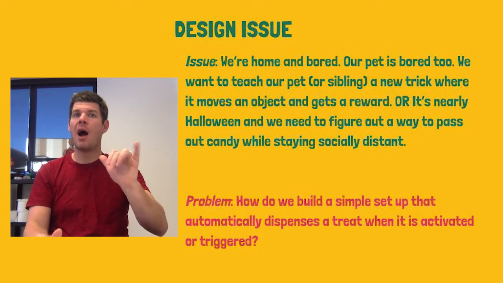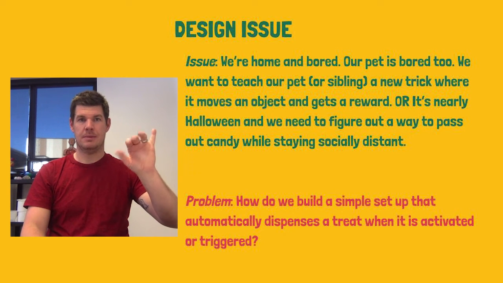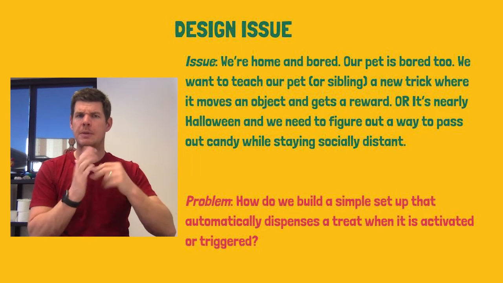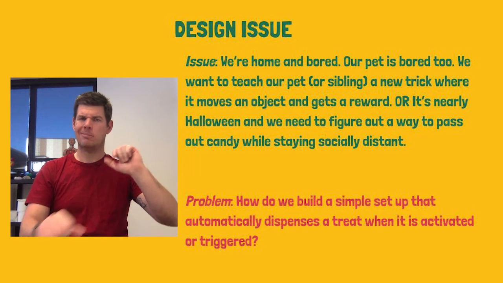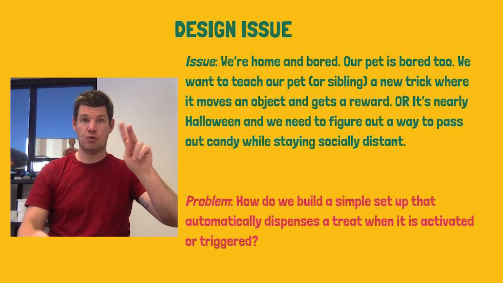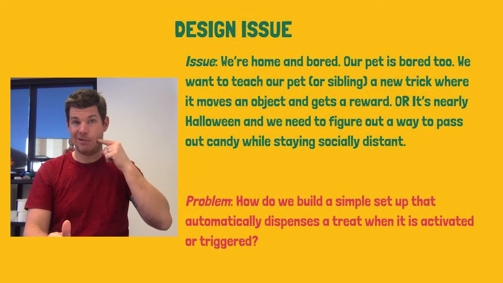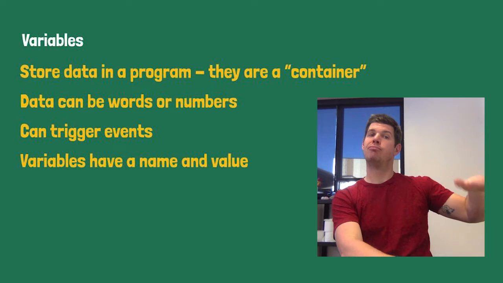The problem that we're going to think about this week, and eventually your challenge, will be: how can you create something that can use this servo mechanism to dispense a treat, or to help dispense a treat, whether it's candy or a dog biscuit or something for your cat or whatever, in a way where you can use the microbit to do that.